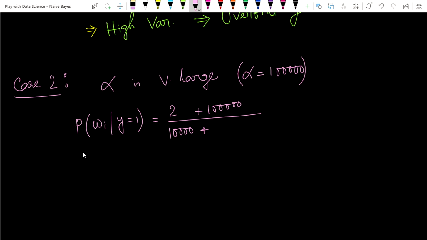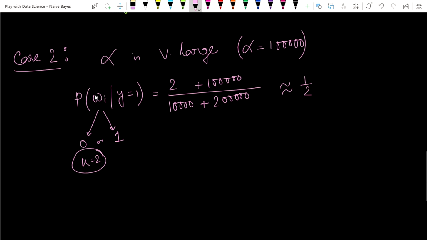Suppose we have taken the binary classifier. In such cases, wi takes a value of either 0 or 1. Let's take k equals 2. So if we take k equals 2, then alpha into k means 2 lakhs. Now if you just calculate it, this is approximately equal.